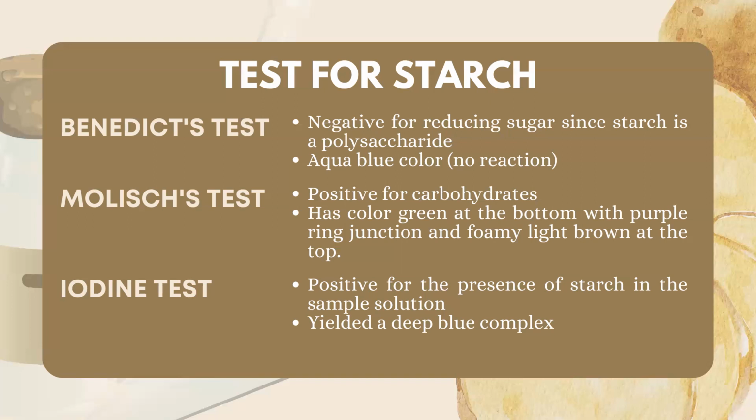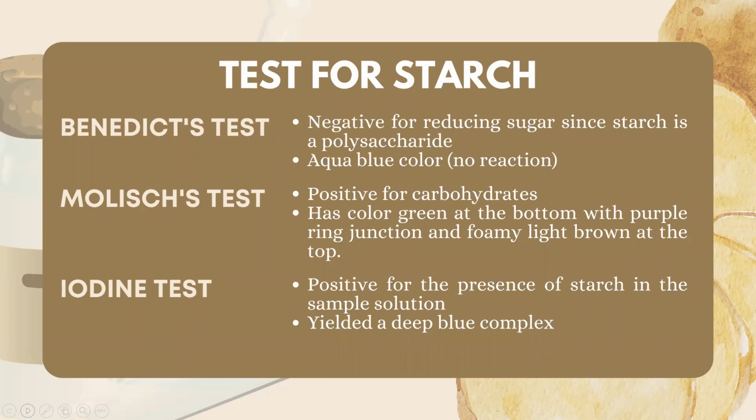So for the Molisch test, it gives a positive result for carbohydrates and has a green color at the bottom with a purple ring junction and foamy light brown at the top. Because the Molisch test is a chemical test that detects the presence of carbohydrates. That is why it is positive here. We will see that later in the picture. And next reporter please.